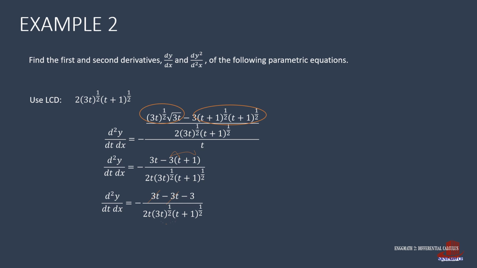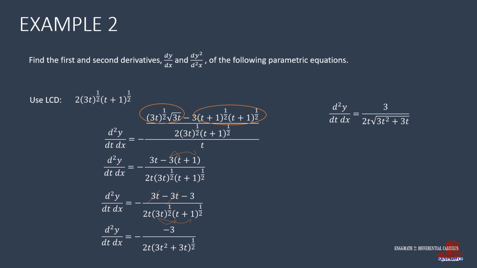In the denominator, we also place the terms in just one radical sign, where 3t will be multiplied by t to make 3t squared, plus 3t times 1 is 3t, to have the second derivative of y with respect to dt dx as negative of negative 3 upon 2t times the root of 3t squared plus 3t. Let's rewrite the equation using radical sign to make it look simpler.